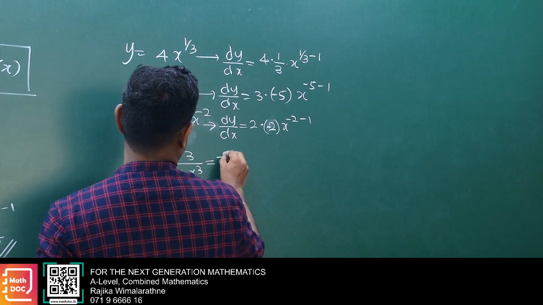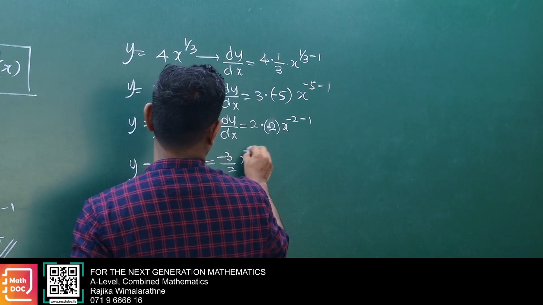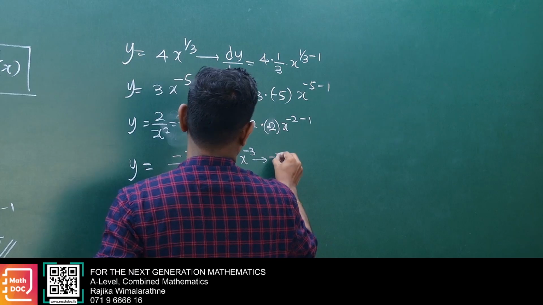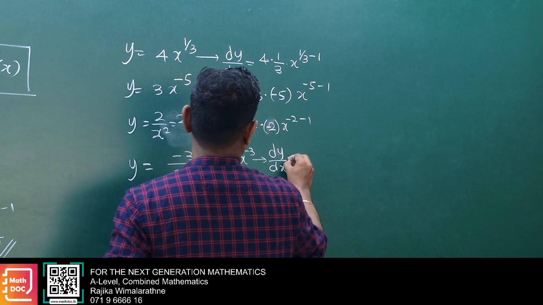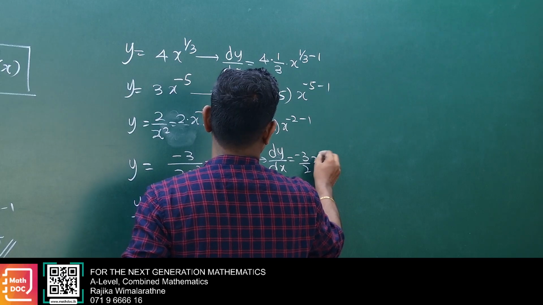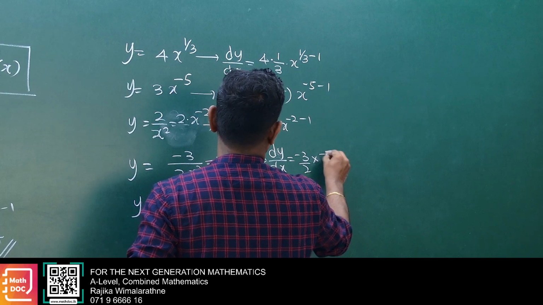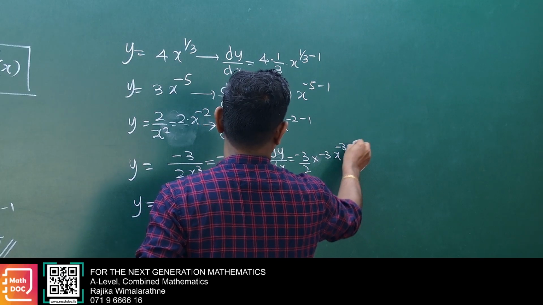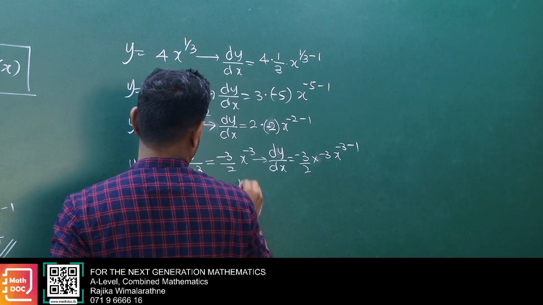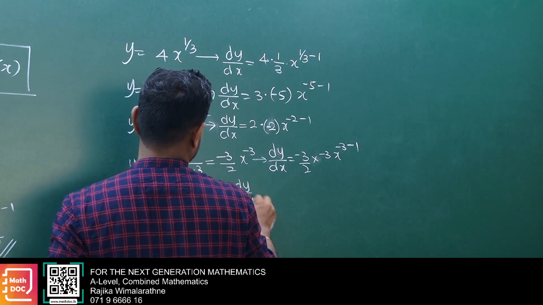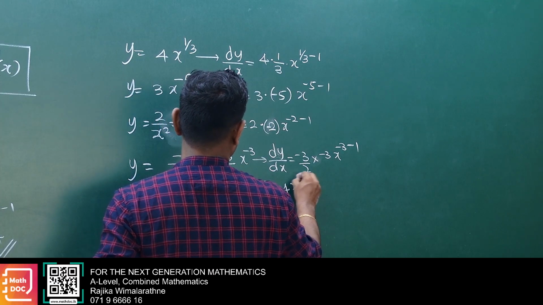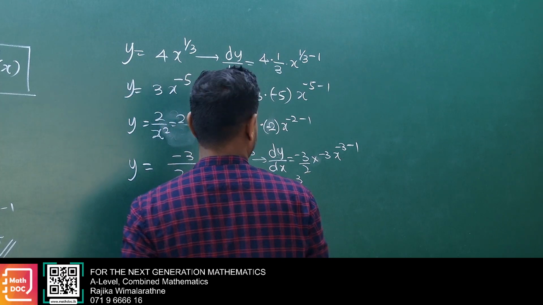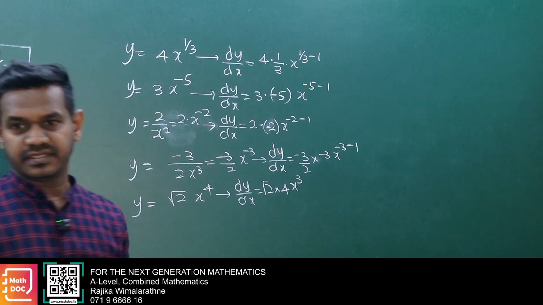You write minus 3 divided by 2 x to the power minus 3, then differentiate: minus 3 over 2, minus 3 x to the power minus 3 minus 1. Then here dy by dx is root 2, 4x cube. Likewise you can differentiate.